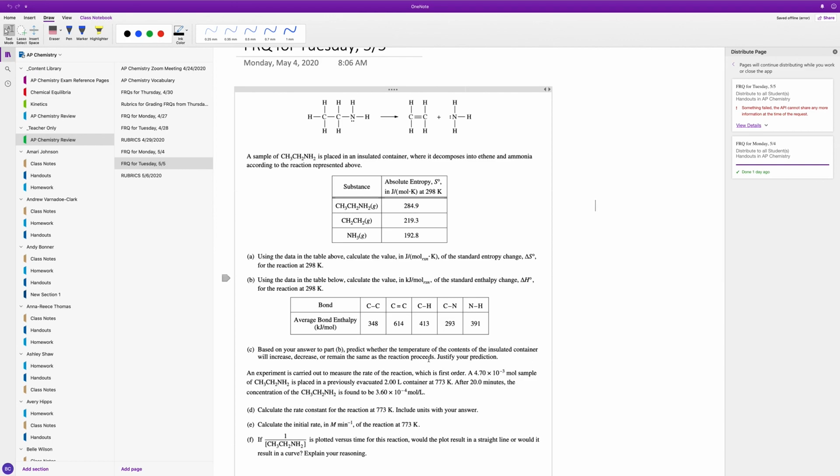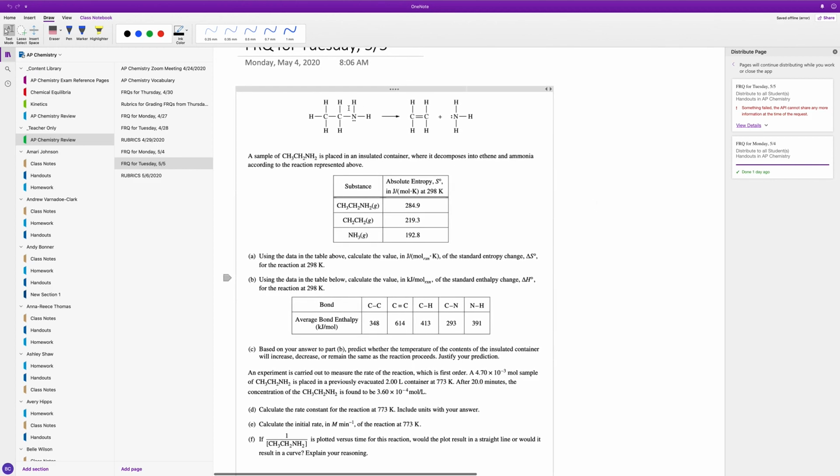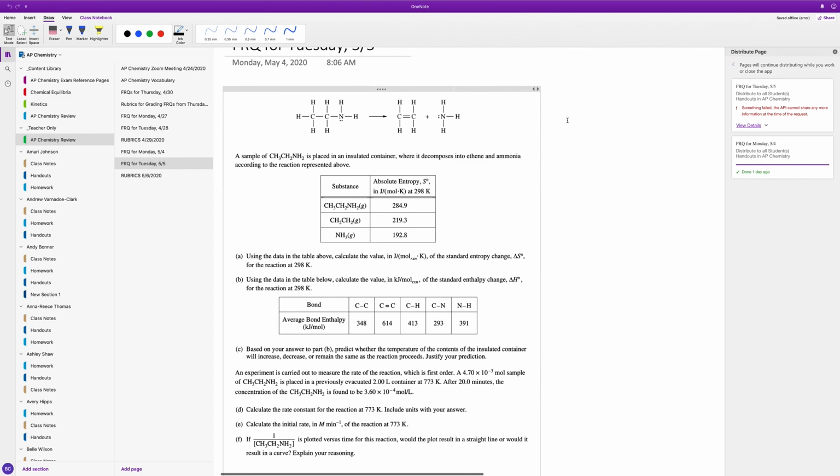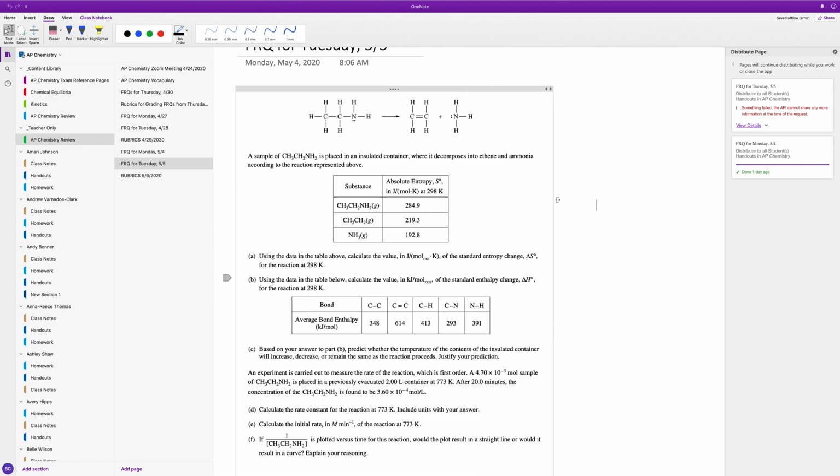If it remains the same, there's only one situation where that would occur, and that's if the change in enthalpy of this reaction is 0. It's very, very unlikely to happen. Chemical reactions tend to be exothermic or endothermic. They're almost never just non-thermic.